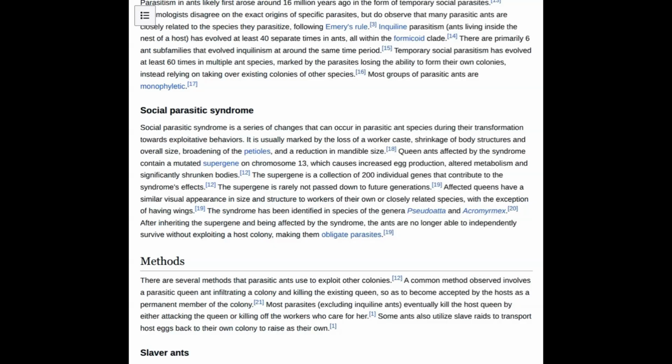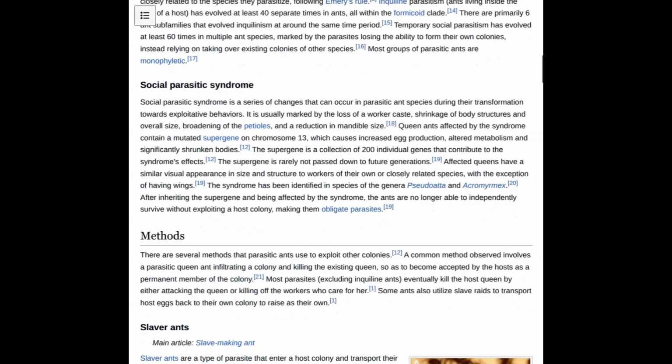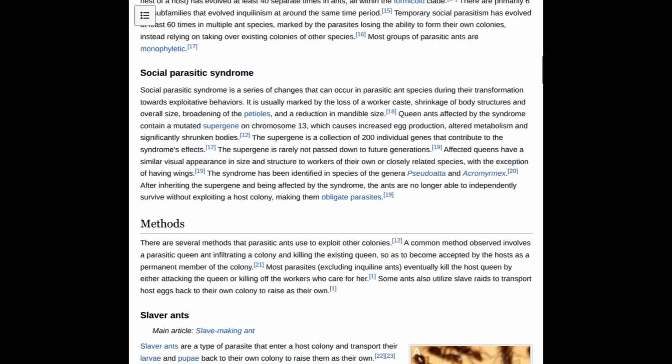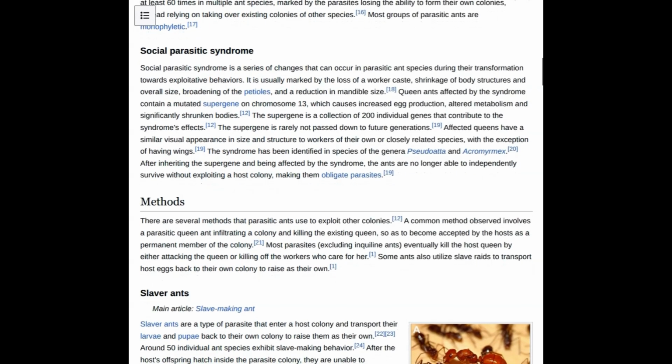Queen ants affected by this syndrome contain a mutated supergene on chromosome 13, which causes increased egg production, altered metabolism, and significantly shrunken bodies. The supergene is a collection of 200 individual genes that contribute to the syndrome's effects. The supergene is rarely not passed down to future generations.